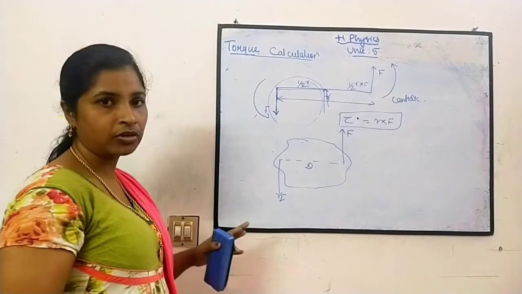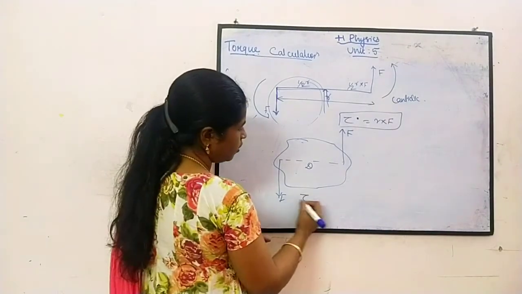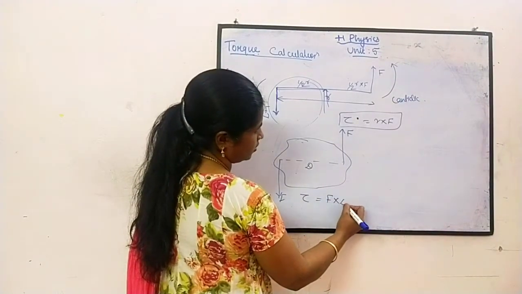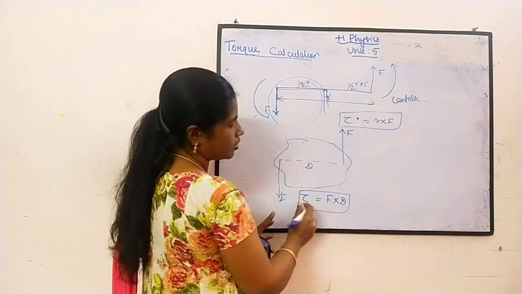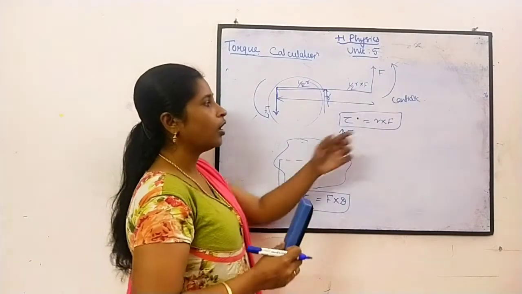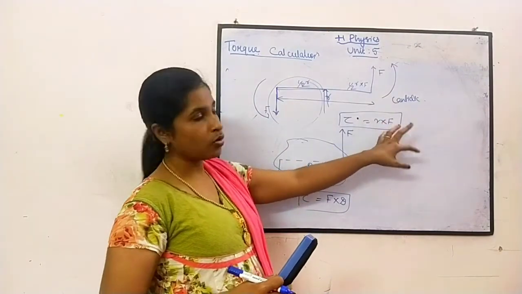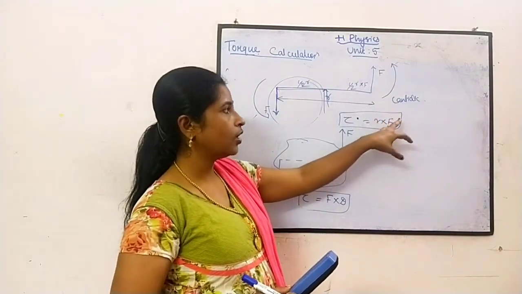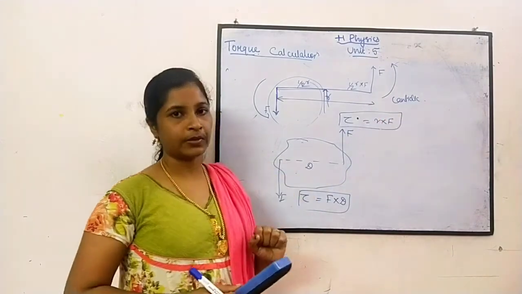So how will you find out the torque? Torque is nothing but force into perpendicular distance. So here the torque is τ = r × F. The general formula is torque equals the cross product of the force and the perpendicular distance.